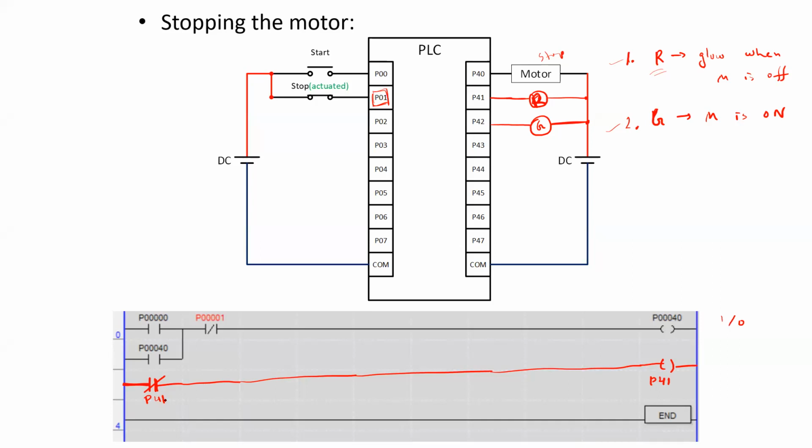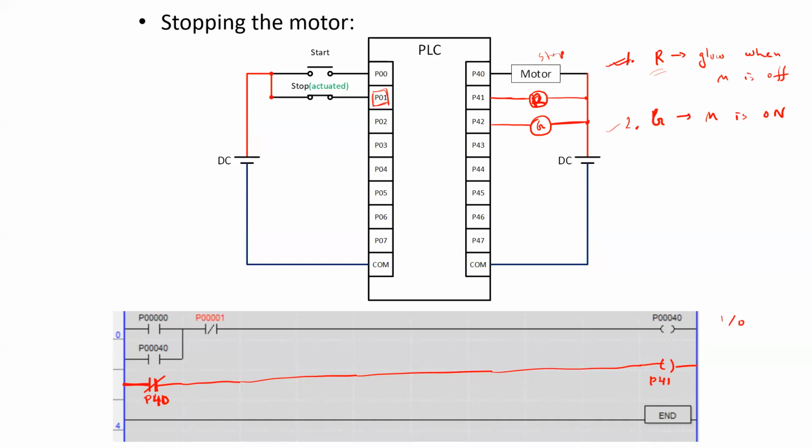Okay, what will happen if I change the address like this? Yes, sir. When P40 is on, then P41 will be off. But until P40 is on, P41 is supposed to get a high signal, right? Yes, sir. So this is sufficient for the first one, turning on the red LED for the duration the motor is off.